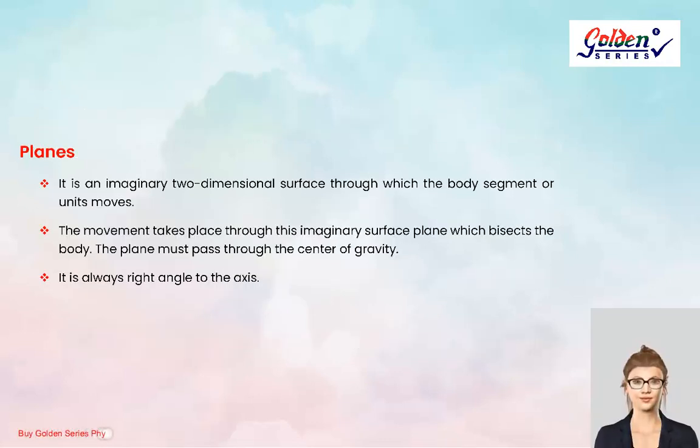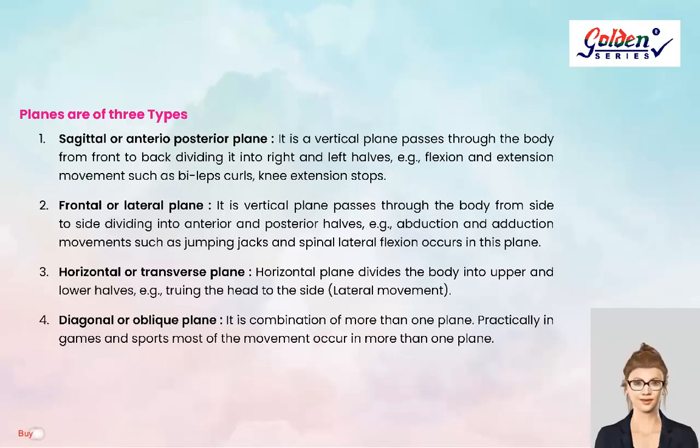Planes. A plane is an imaginary two-dimensional surface through which the body segment or units move. The movement takes place through this imaginary surface plane which bisects the body. The plane must pass through the center of gravity. It is always right angled to the axis. Planes are of three types.